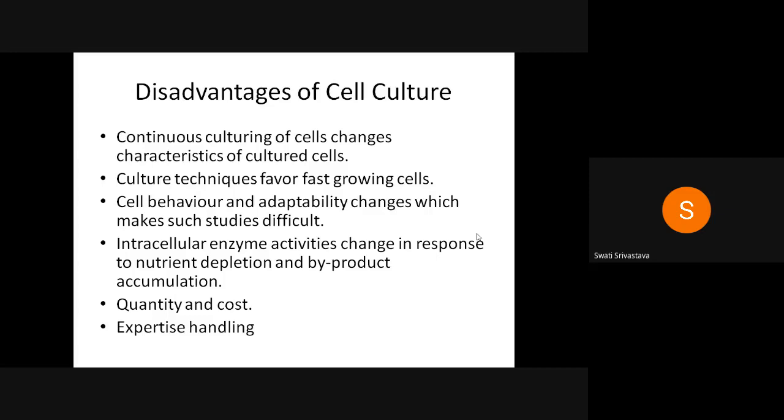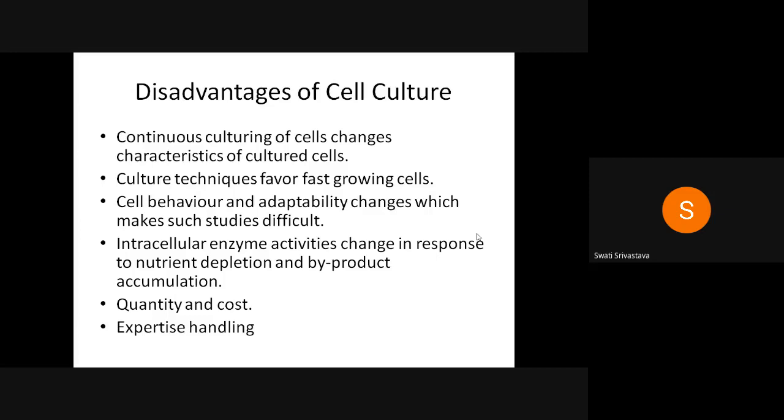Then, if you are trying to culture a tissue, a tissue is a combination or a mix of different kinds of cells. Those different kinds of cells will have different growth rates and different nutritional requirements, so the technique will favor the fast growing cells.